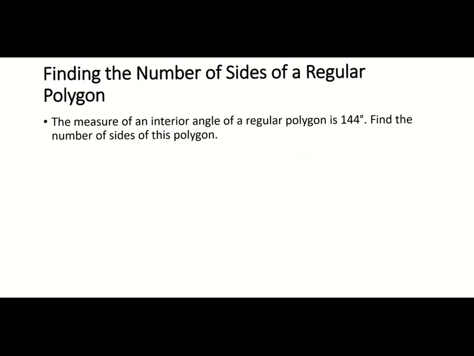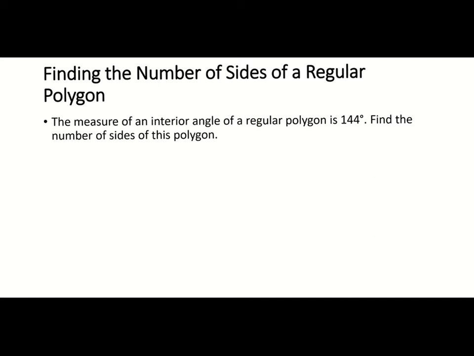All right, next we are going to find how many sides a polygon has if the measure of an interior angle of a regular polygon is 144 degrees. So that means each angle on the inside of this polygon is equal to 144 degrees, and they want us to figure out how many sides the polygon has.